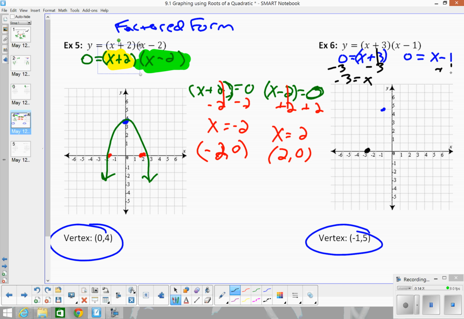What is this one? Let's add 1, add 1. I am going to say that x is equal to positive 1. Okay? So what does that mean? That means that that's my x value right there. Awesome. So if I go ahead and write these two ordered pairs, I want to say that this ordered pair is negative 3 comma 0, okay, and this ordered pair is 1 comma 0.